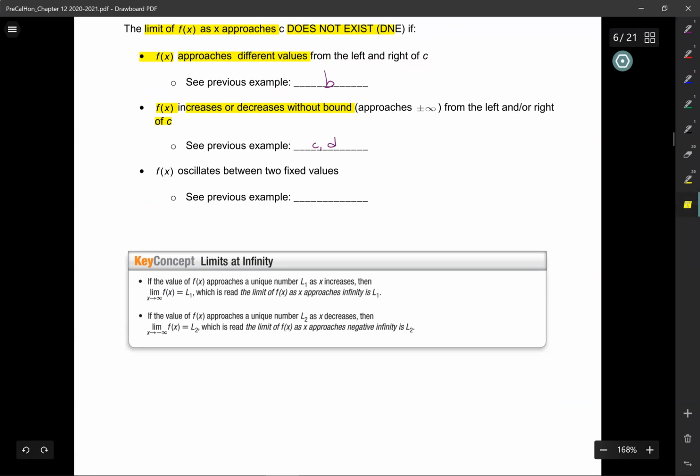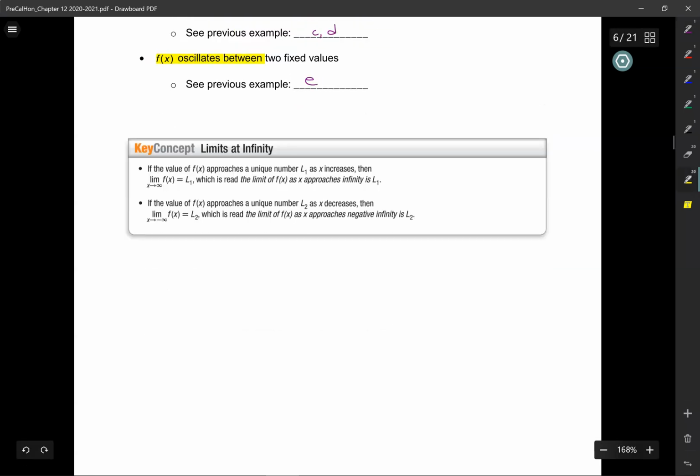A third situation where you might get DNE is if you have those quick oscillations between two fixed values like we just saw in example E. Okay? All right. Last but not least, limits at infinity. Okay, this is another word for end behavior.